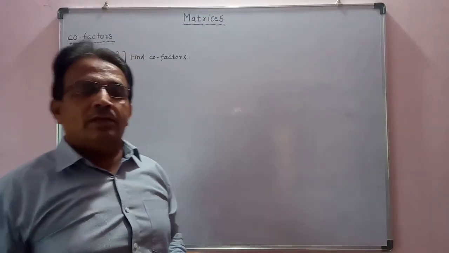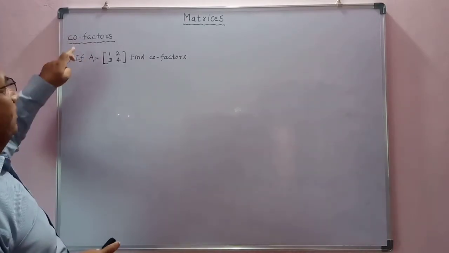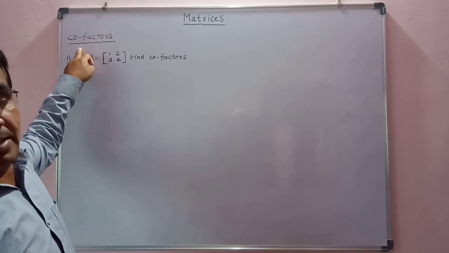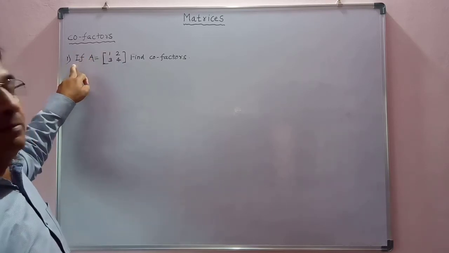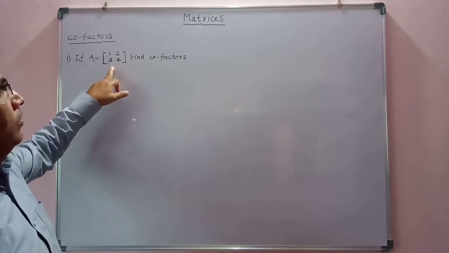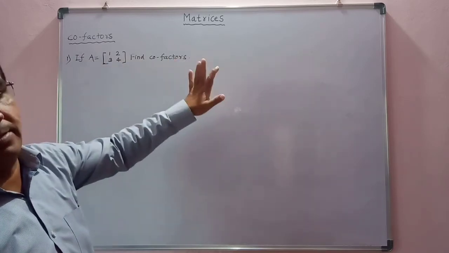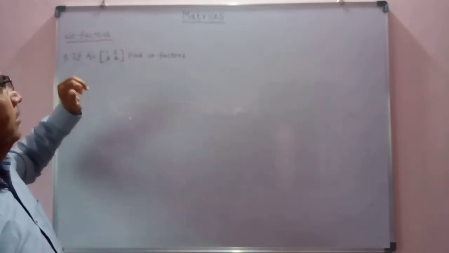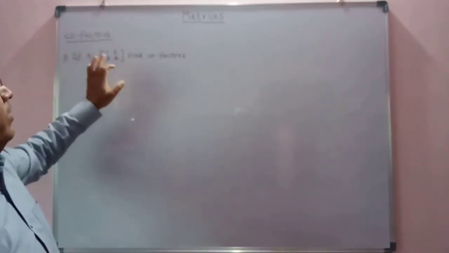What is the cofactor? Cofactors studied in 11th class. If matrix A is [1, 2; 3, 4], find the cofactors. What is the cofactors of this matrix? The matrix A is given as 1, 2, 3, 4.